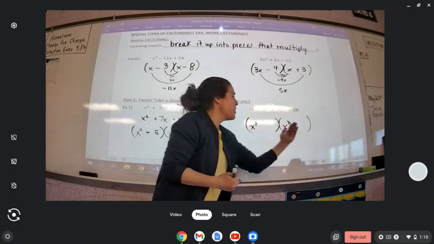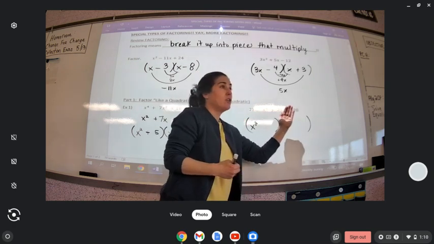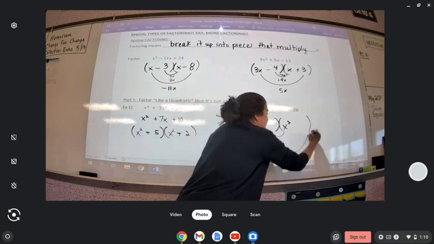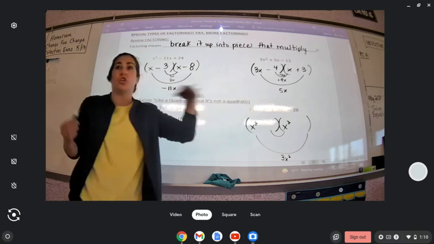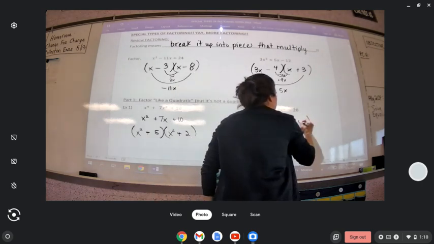Whatever number you put here and whatever number you put there better multiply to negative 28. And then your rainbows better multiply and add up to 3x squared. So guys, think about it. What numbers could you put in here that multiply to 28? 7 and 4. I like it. 7 and 4. Doesn't matter the order.